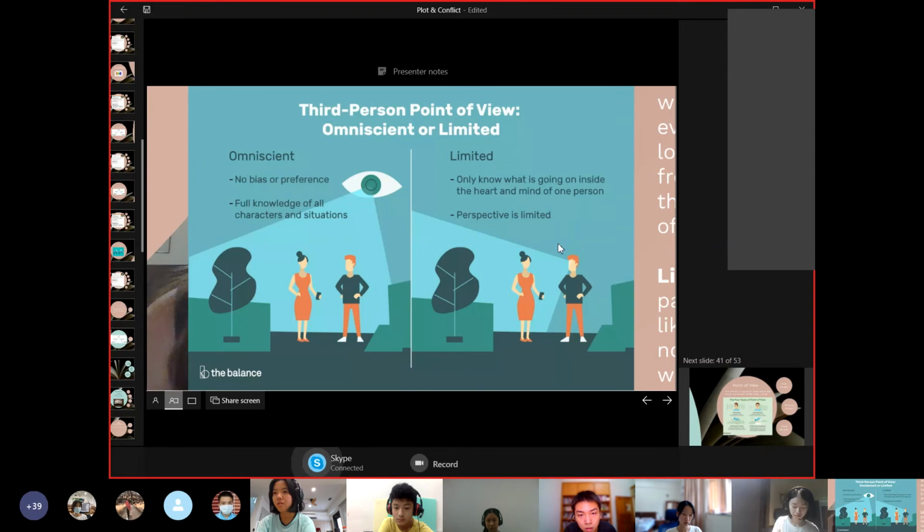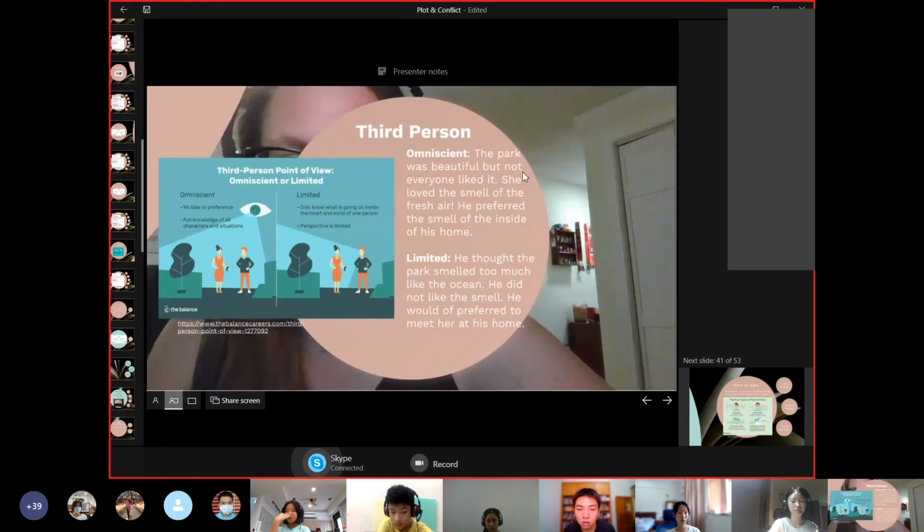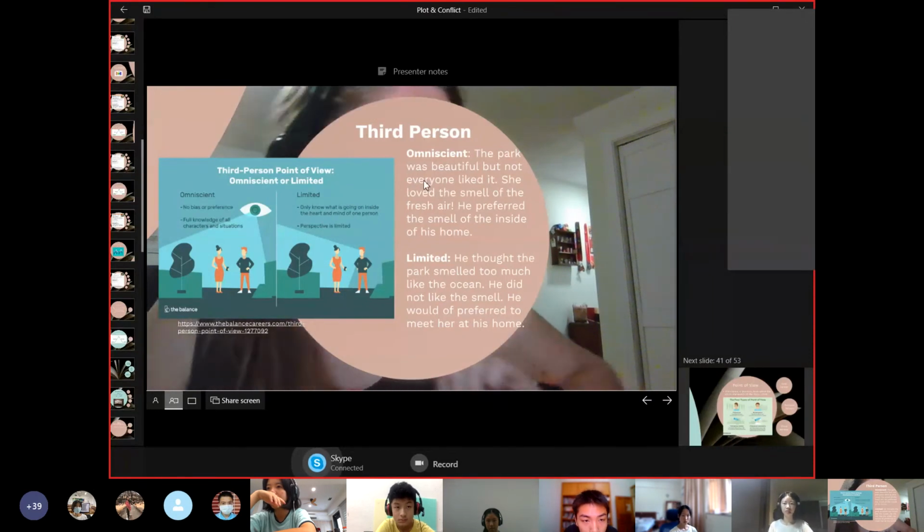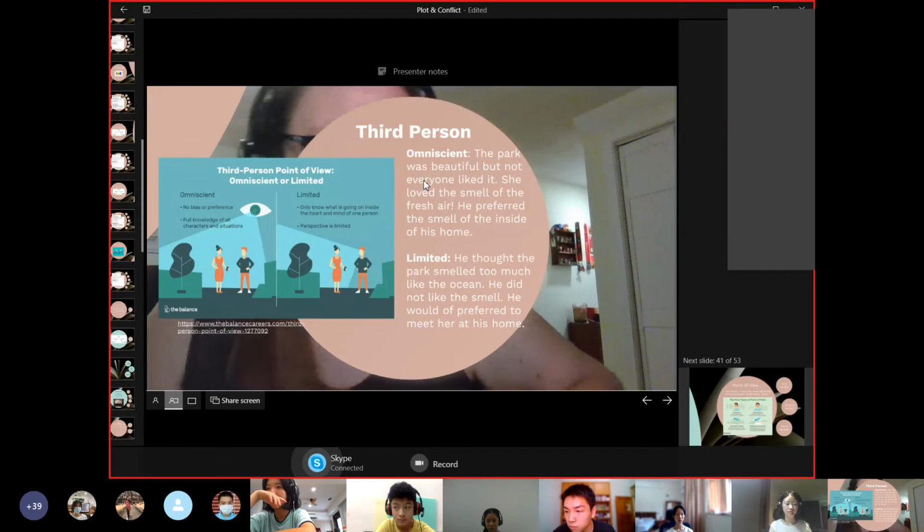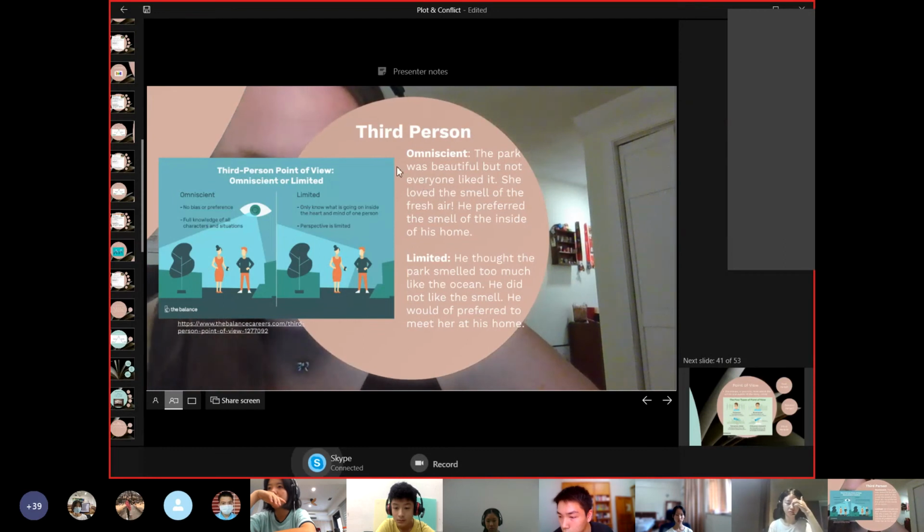Limited, as you can see by this picture, it's only this one person. They might be saying he or she, but it's only through the eyes of this one character in the story. So it's the same picture, but two different stories that are being told, two different perspectives. All right. So let's take a look at these two examples with our picture. Dylan, can you read this first one, please?